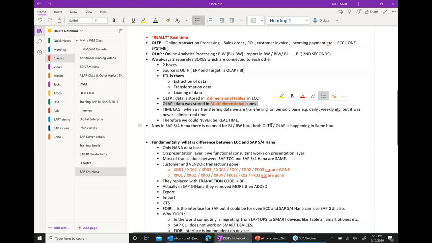So there was a time lag and there were all these problems. Now, this issue is solved. If somebody says, what is the biggest benefit, biggest solution, biggest aha moment, which is coming from SAP S/4HANA, is that now you have OLTP, OLAP in one box. No two-box theory. Single box. Single version of the truth.